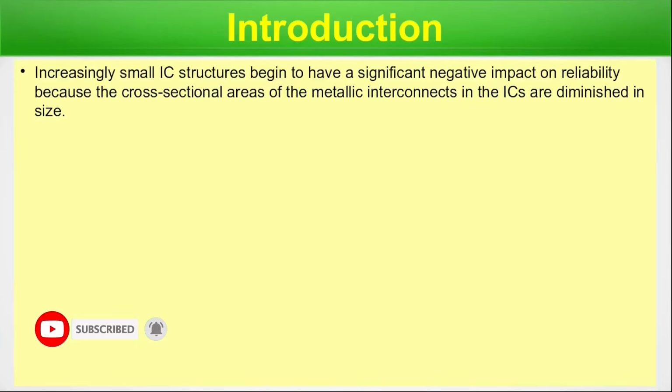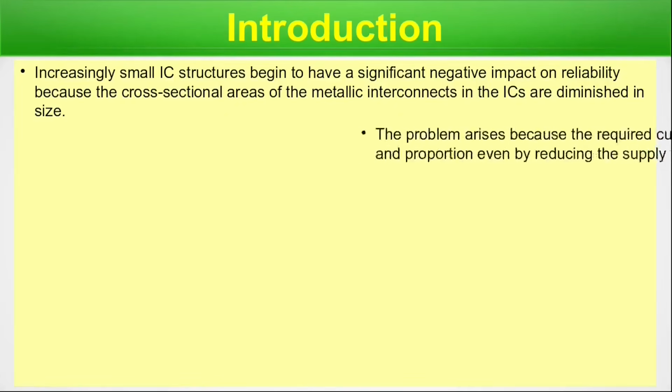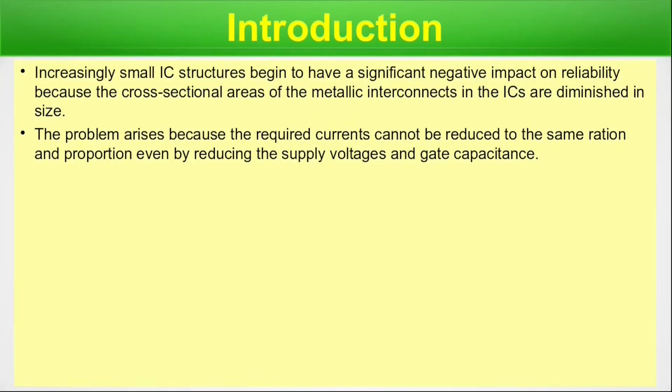Increasingly small IC structures begin to have a significant negative impact on reliability because the cross-sectional areas of the metallic interconnects in the ICs are diminished in size. This is the scenario that in present days we are going through right now. The problem arises because the required currents cannot be reduced in the same ratio and proportion even by reducing the supply voltage and gate capacitance.